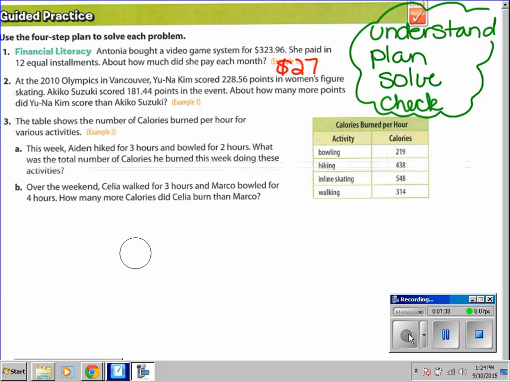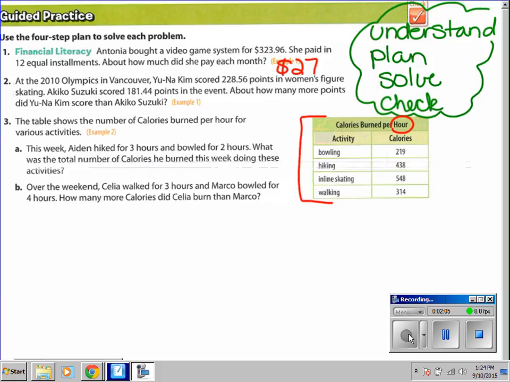Number 3 says, the table shows the number of calories burned per hour for various activities. So we're looking at this chart right here. Letter A says, this week, Aiden hiked for 3 hours and bowled for 2 hours. What was the total number of calories he burned this week doing these activities? Now, one thing we have to note is this is the amount per 1 hour. So I kind of know I need to add these 2 sets of calories together.